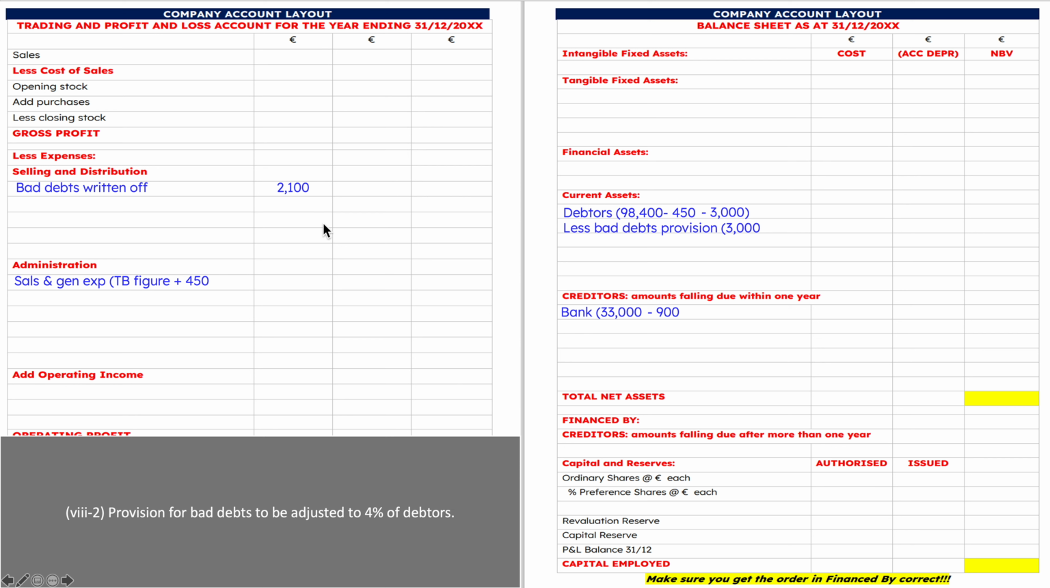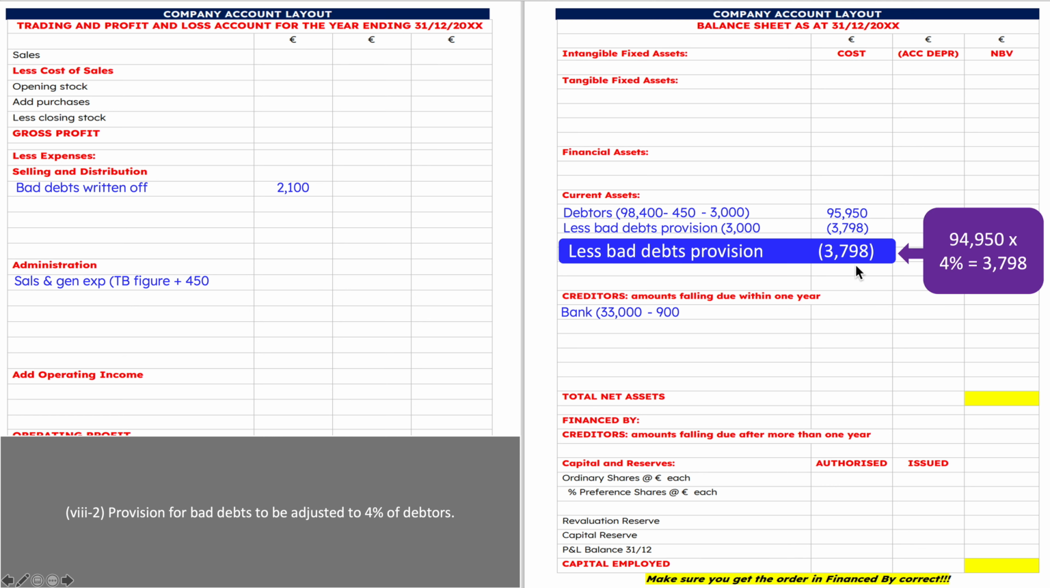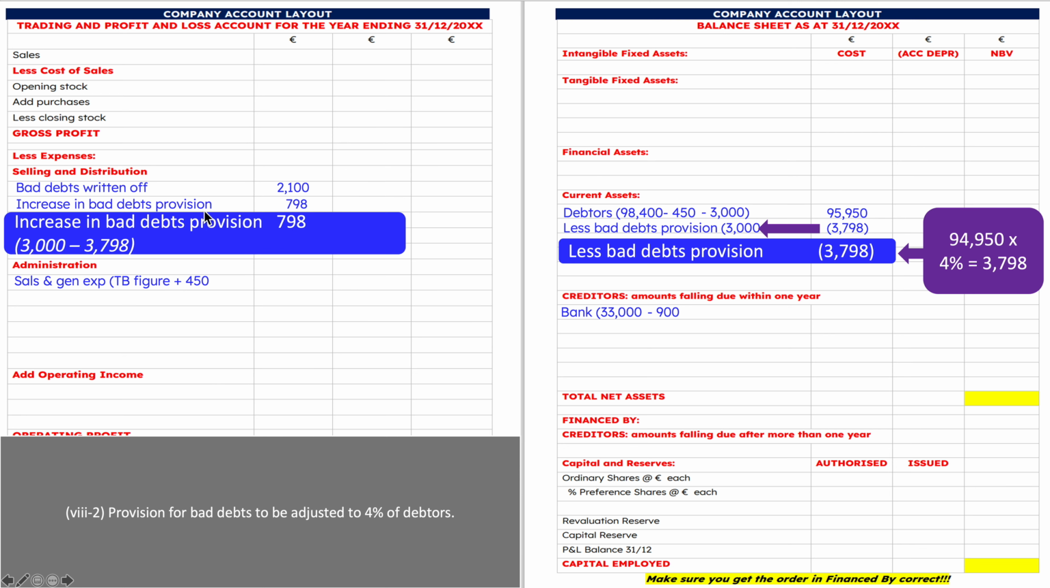Last adjustment then, 8 part 2, provision for bad debts to be adjusted to 4% of debtors. So our debtors, we tot them up, 95,950. We then multiply that by 4%, we get 3,798. We will compare that to the previous bad debts provision from the trial balance, and that's an increase in bad debts provision, which is an expense. So increase in bad debts provision, it increased by €798, so we have to treat that as selling and distribution expense.